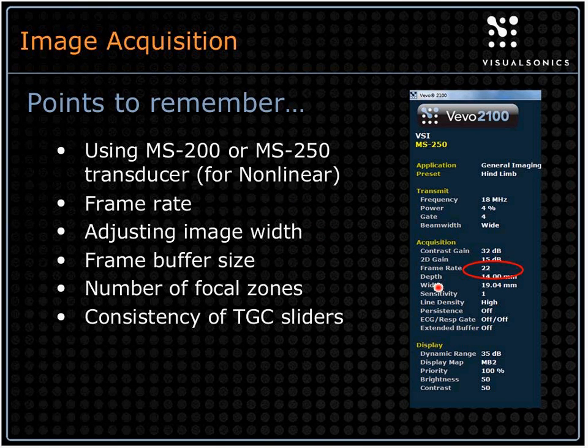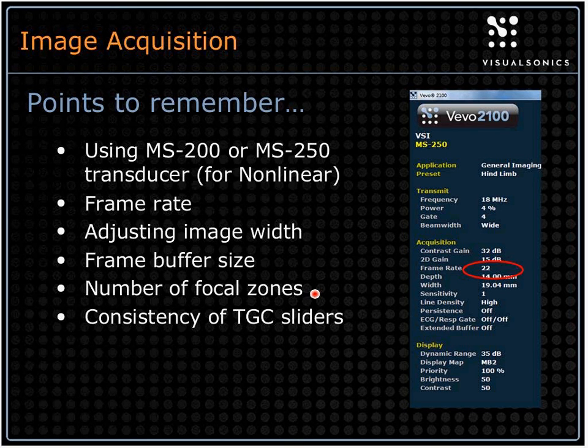Adjusting the image width, so the actual width of the image. We have an example here of the mode settings panel from the 2100, and this actually shows a width of 19 millimeters. You can stretch that out or clip it in to really focus in on the area that you're interested in. The image width will affect the frame rate, as also will the number of focal zones.